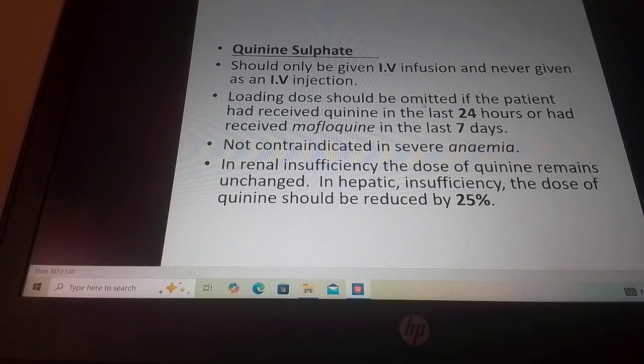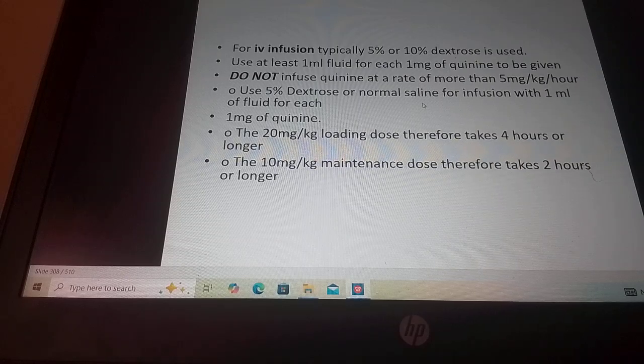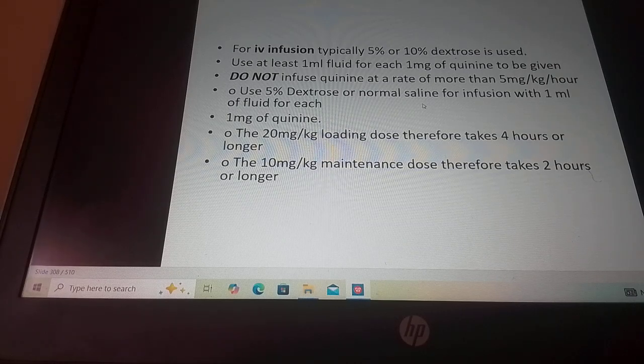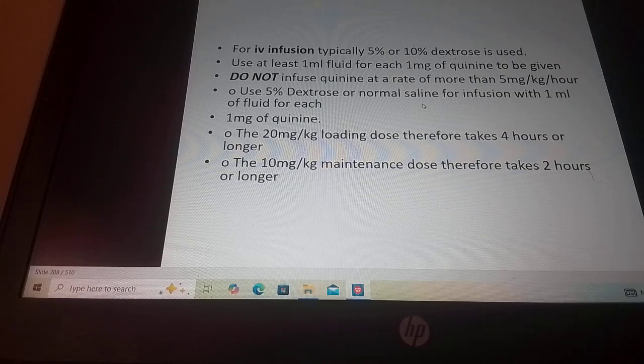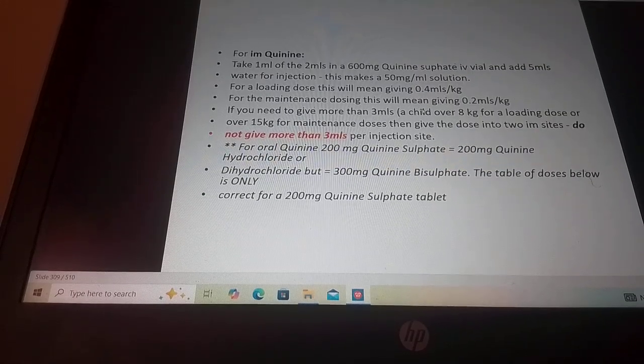In renal insufficiency, you should remember to maintain the same dose, but in hepatic insufficiency, the dose of quinine is reduced by 25%. For the infusion, you are typically using 5% or 10% dextrose, with at least 1 milliliter of fluid for each 1 milligram of quinine to be given. Remember, you should not infuse this quinine at a rate of more than 5 mg per kg per hour. Then remember to use D5 normal saline for infusion with 1 ml of fluid for each 1 mg of quinine. So that one is like that. You should be able to know.